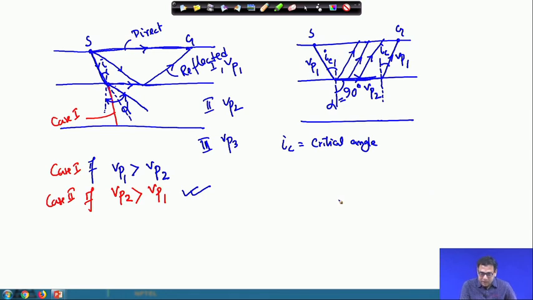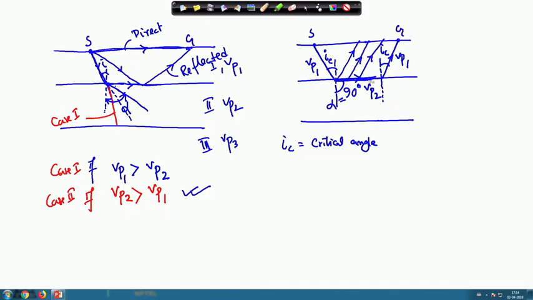Now, that means we are removing the reflected ray. It will not reach first, because either the direct ray will reach first or the refracted ray will reach first, because the refracted ray's velocity is greater than VP1. So we are removing the reflected rays, because we are talking about the first arrival time of the wave. The reflected ray will never reach first. So we are now considering the direct ray and the refracted ray.